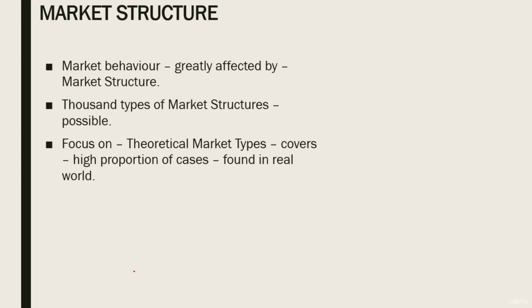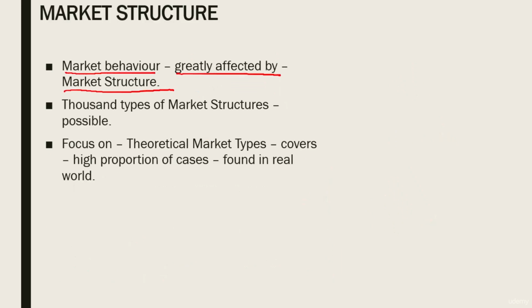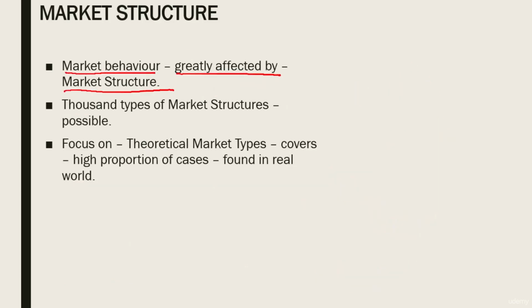So what we have to understand here is the market behavior is greatly affected by market structure. In this case, you have to be very particular about changes of your competitor, but in this case you need not worry about the changes implemented by competitors. And it is again influenced by the structure. So this market has very few players, and this market has a large number of players. So this market structure is going to influence. Like that we can have thousands of types of market structures.